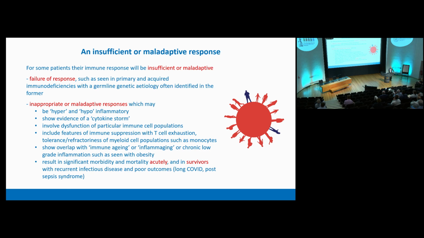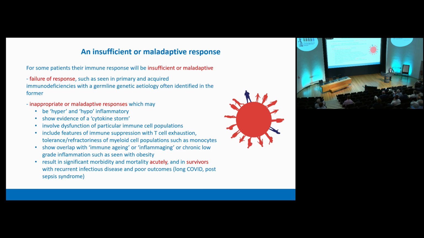And there are various words or terms that people use. You can think about having a hyper-inflammatory or a hypo-inflammatory state. You might talk about having a cytokine storm, evidence of immune dysregulation in a particular immune cell population. There might be more general features of immune suppression. We talk about T cells being exhausted, they're refractory to repeated stimulation.